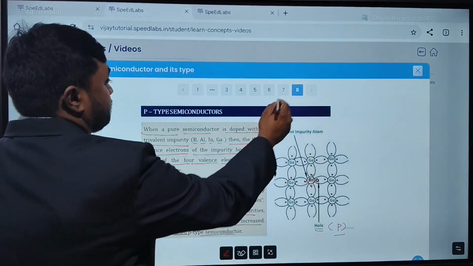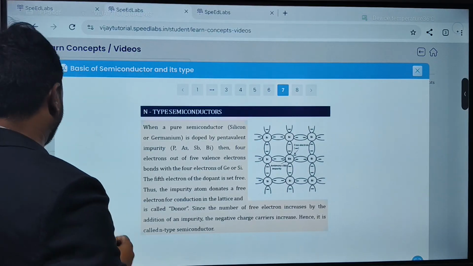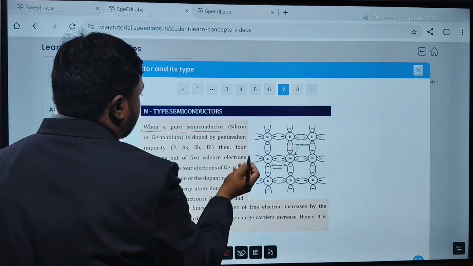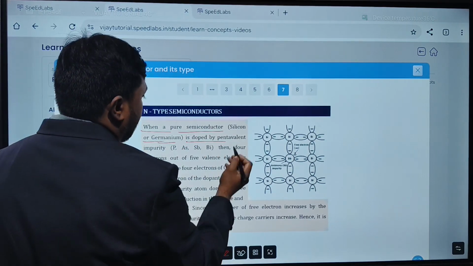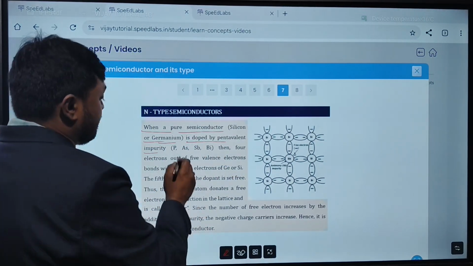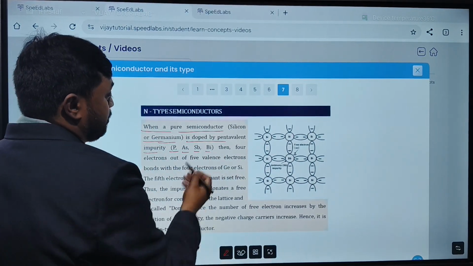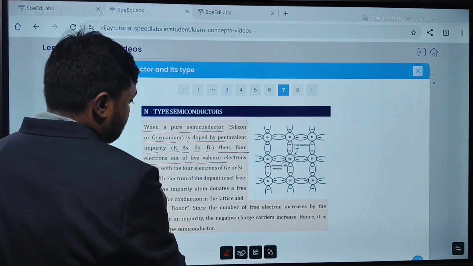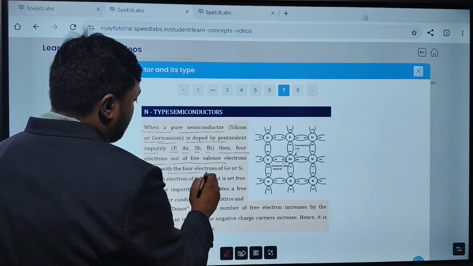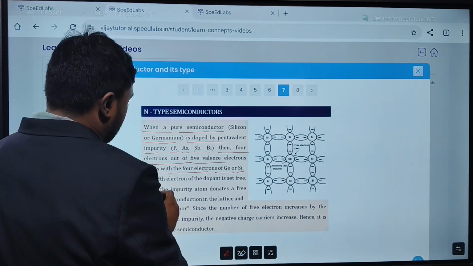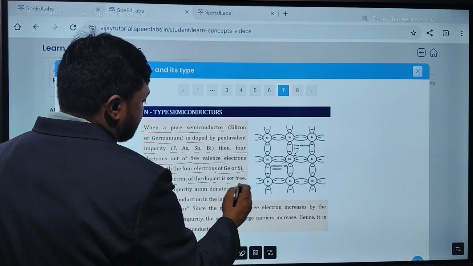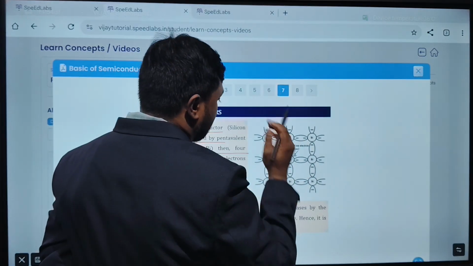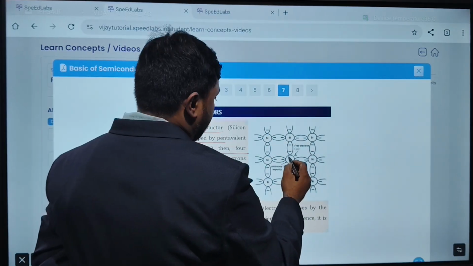Now, when we talk about the n type semiconductor, you can see when a pure semiconductor, that is silicon or germanium, is doped by pentavalent impurities like phosphorus, arsenic, antimony or bismuth, then 4 electrons of the 5 valence electrons bond with 4 electrons of the germanium or silicon, and the 5th electron of the dopant is set free. You can see here, these are the silicons, and we are doping with antimony, Sb.